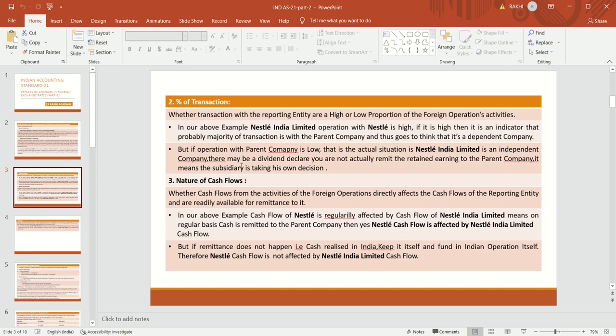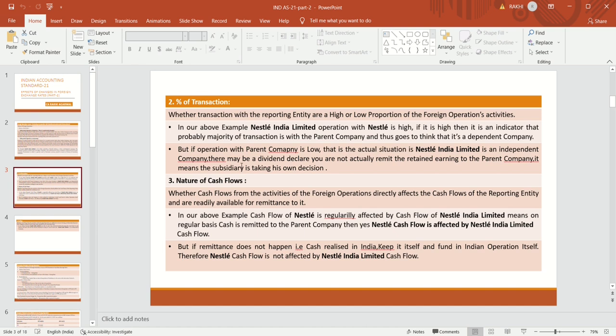it is a dependent company. They are remitting on a regular basis, the subsidiary company is remitting cash on a regular basis to the parent company and it is affecting the cash flows of the parent company. Then it is assumed that the subsidiary is dependent on the parent company.